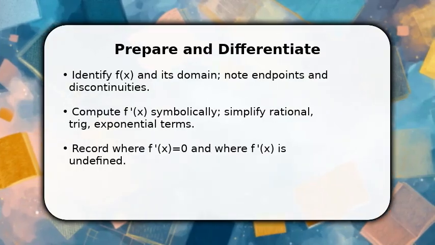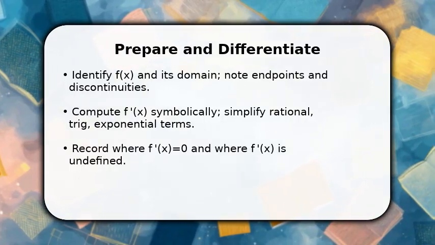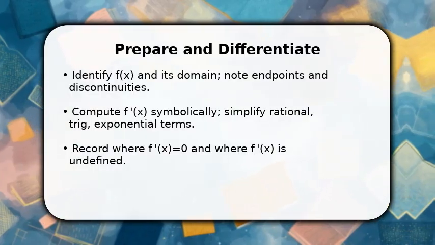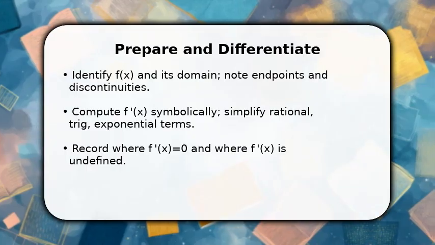You start by identifying the function and its domain so you know where critical points can exist. Once done, compute the derivative f prime and simplify it. Factor polynomials or use trig identities to reduce complexity.